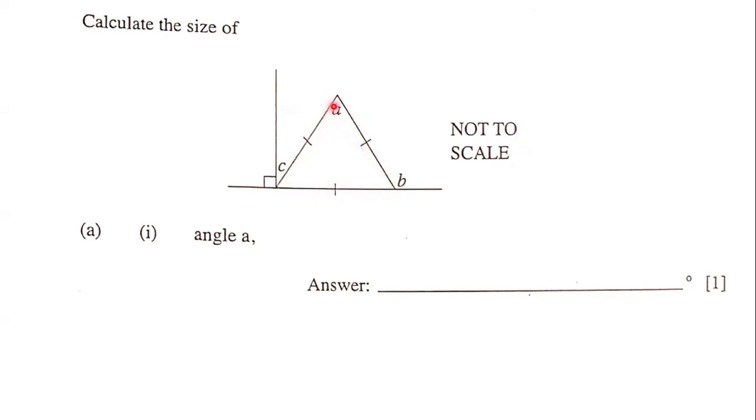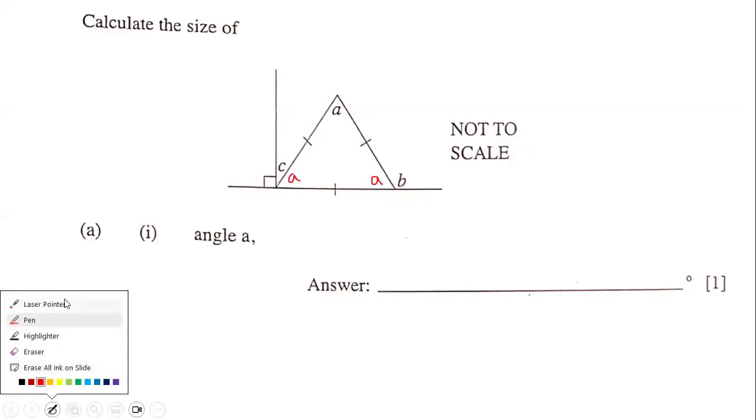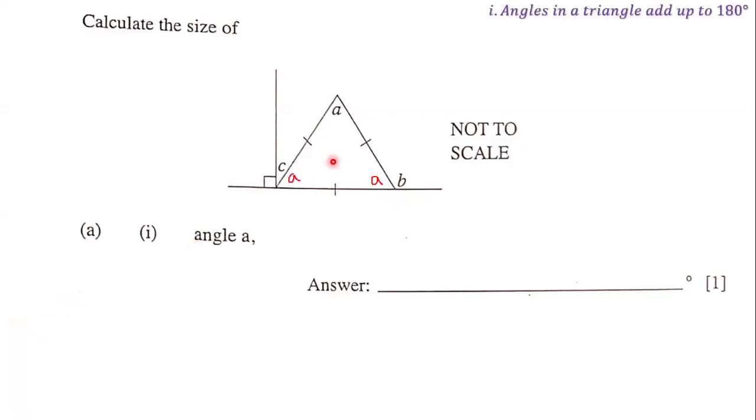Indeed, since it's an equilateral triangle, not only are all the sides equal, but all of the angles are equal as well. So if this is angle A, then that means that this angle is also angle A, and this is also angle A, because all of the angles inside of this triangle are equal. Here, we're going to use a useful geometrical rule, and the rule states the following.